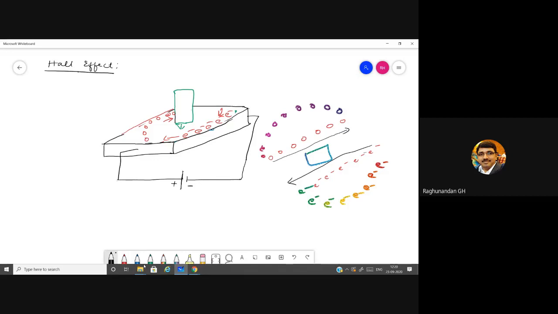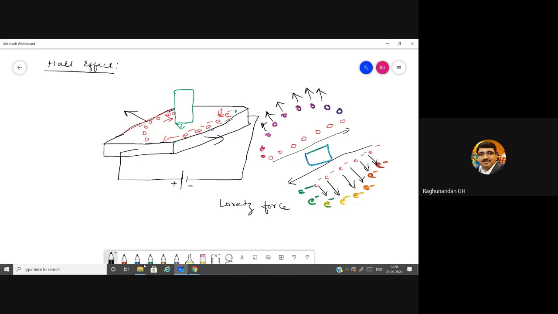The holes and the electrons are experiencing a force. That force is known as Lorentz force. So when Lorentz force is experienced, what happens? They are going to move towards either of the two ends. The holes are moving towards this direction, and the electrons are moving towards this direction. So this electron will go here, this electron will go here, this electron will move here.